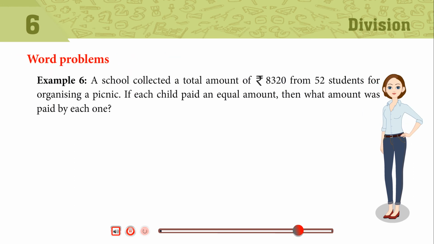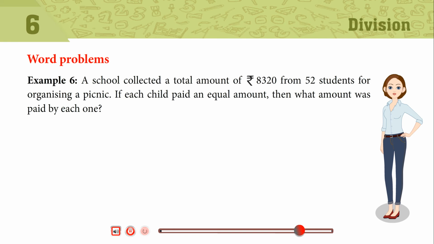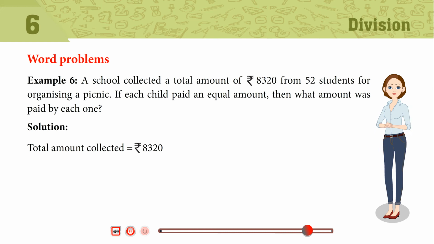Word problems. Example 6. A school collected a total amount of rupees 8,320 from 52 students for organizing a picnic. If each child paid an equal amount, then what amount was paid by each one? Solution. Total amount collected is equal to rupees 8,320. Number of students is equal to 42.